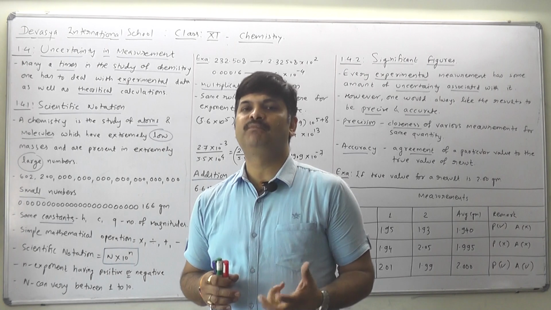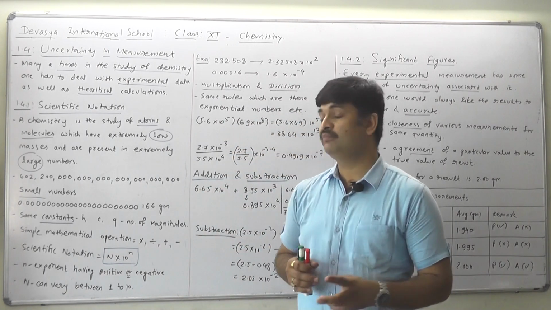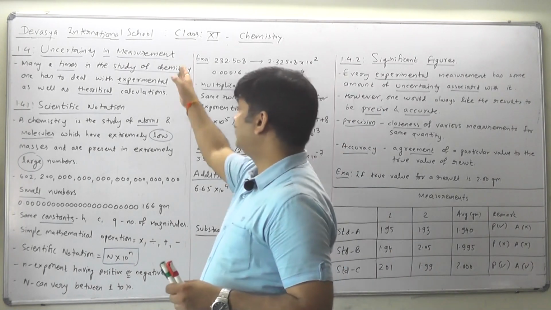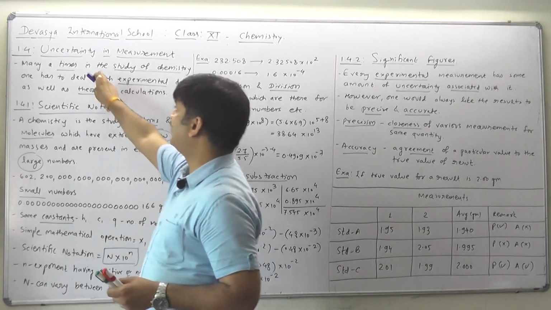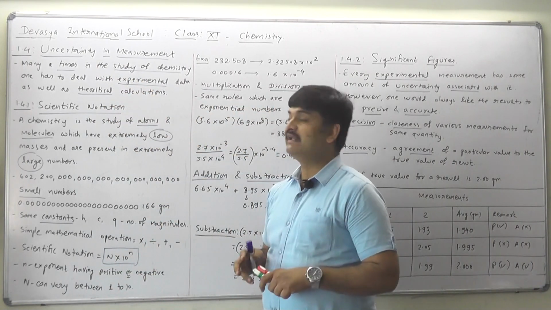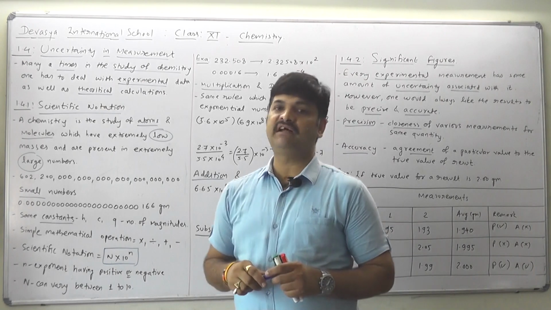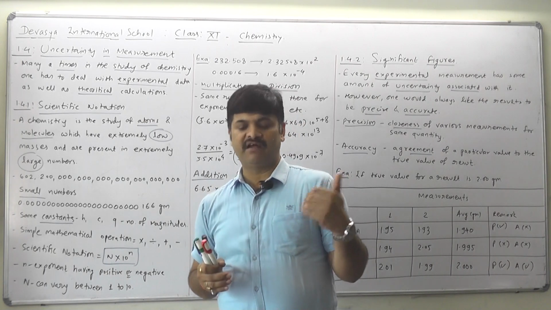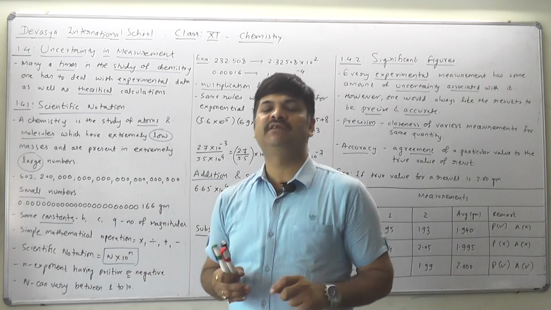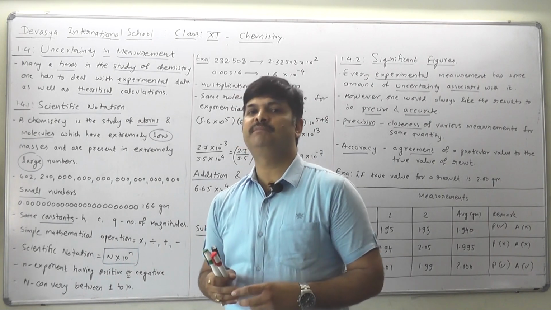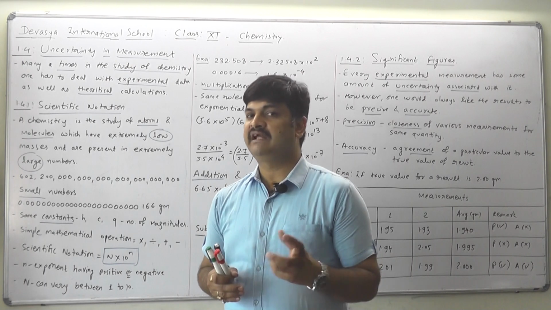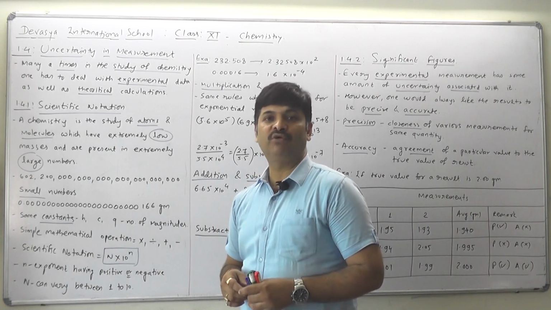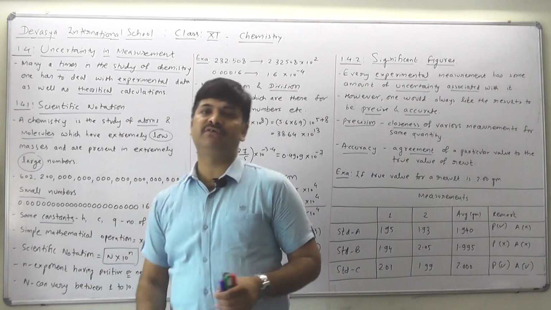In that situation, whenever we are solving a numerical problem, some methods are given that we have to follow. The uncertainty in measurement: many a time in the study of chemistry one has to deal with experimental data as well as theoretical calculation. Theoretically 100% pure things are possible, but experimentally 100% pure things are not possible. That type of problem can be resolved theoretically in chemistry. So how? The first method is scientific notation.